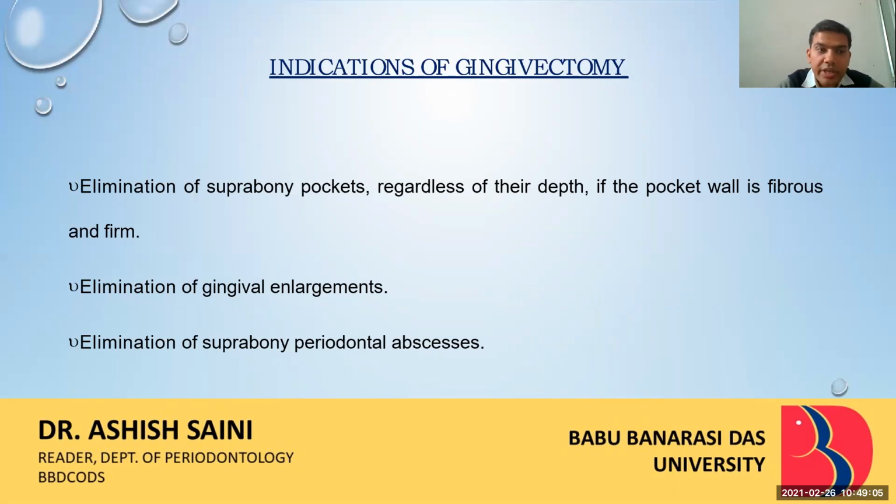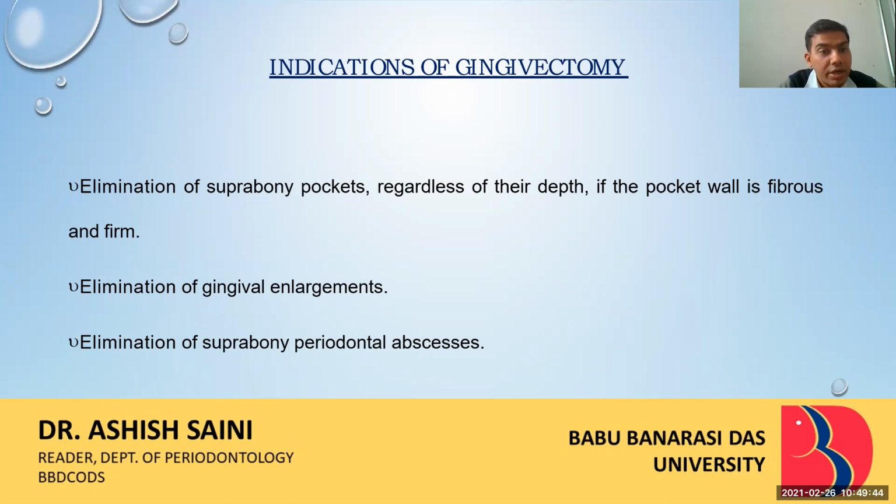Gingivectomy, first and foremost indication is elimination of suprabony pockets regardless of their depth if the pocket wall is fibrous and firm, because edematous and soft pockets require scaling and root planing. But even after the scaling and root planing and removal of all the irritants, if the pocket is still present and it is firm and fibrous, then gingivectomy is done. And it can only be done in suprabony pockets. It is not possible in infrabony pockets, because in that case, if you go in for gingivectomy, your incision will strike on the bone itself. So that is not possible.